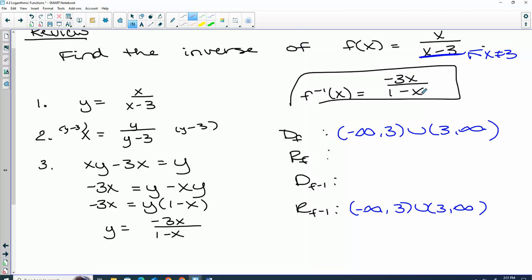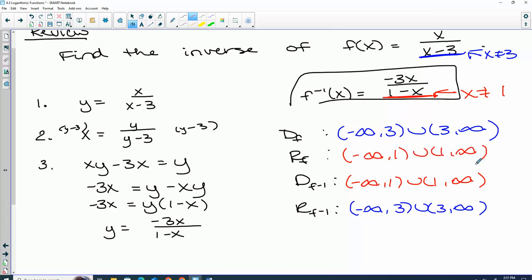Okay, my inverse. What's my domain? Can't be 1, so negative infinity to 1, union 1 to infinity. And the domain of the inverse is the same thing as the range of the original function.